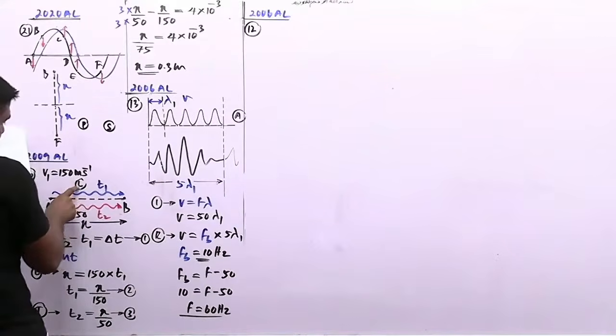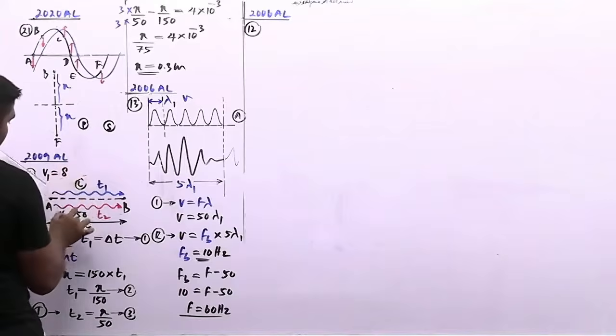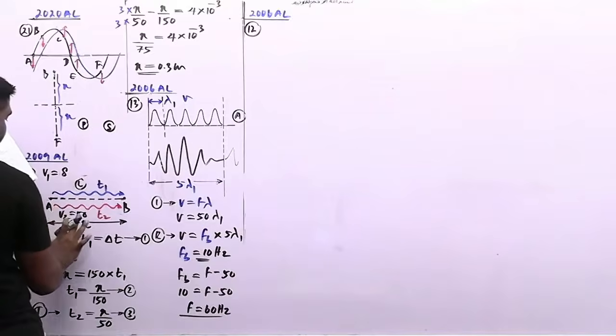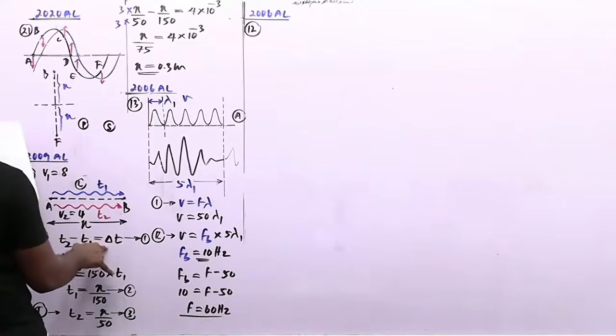Longitudinal wave speed is how much? 8 km per second. And what is your v2? The speed of the transverse wave, the secondary wave, is 4 km per second. V2 is 4. The time delay, delta t, is how much? Delta t is given as 3 minutes.